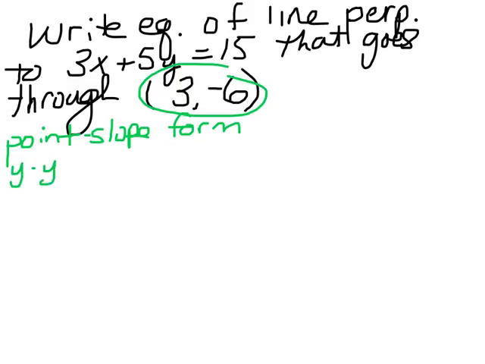y minus y1 equals m, which is what? What's m represent? Slope. Always the slope when you see m. Then x minus x1. When I'm using this form, I need to plug in a y1 and an x1. That just means an x and a y that go together, right? Do I have that already given to me? Yeah, so let's put it in, okay?